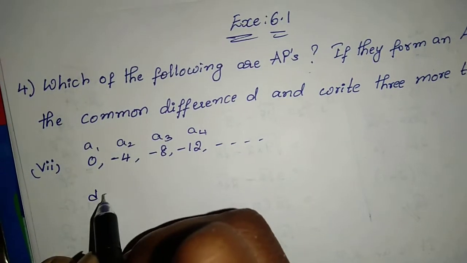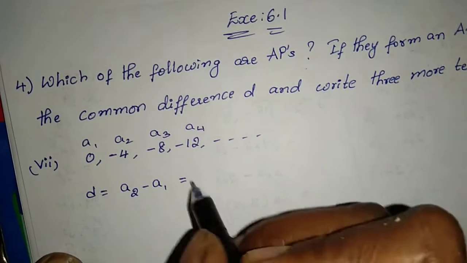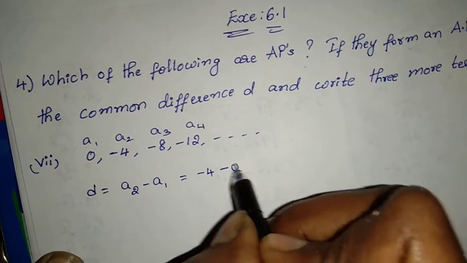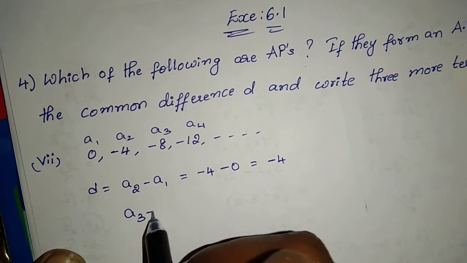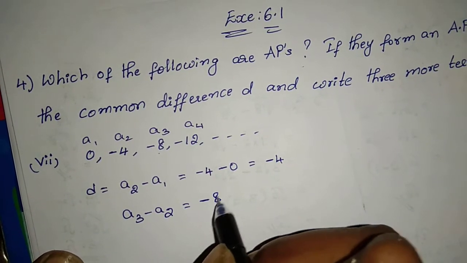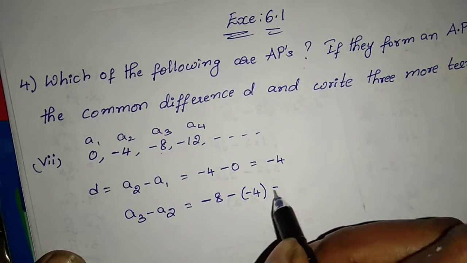First, what do we have to find? D equals A2 minus A1. What is the A2 value? Minus 4 minus A1, which is 0. That equals how much? Minus 4. Now find A3 minus A2. What is the A3 value? Minus 8 minus the A2 value, minus 4. That equals how much?